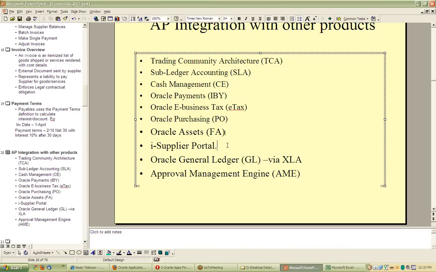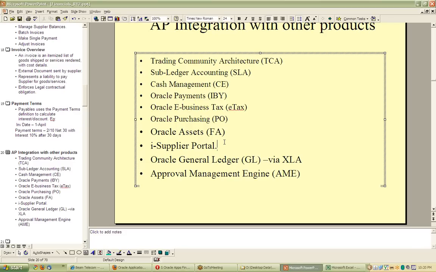What an iSupplier portal is, it's basically an interactive application between the supplier and the operating unit. So the suppliers can log in and they can see the status of their order. Let's say the supplier has sent you goods for 10 units and you have paid for 5 units. So the supplier can view the billing information, how much has been settled, and what his status is.